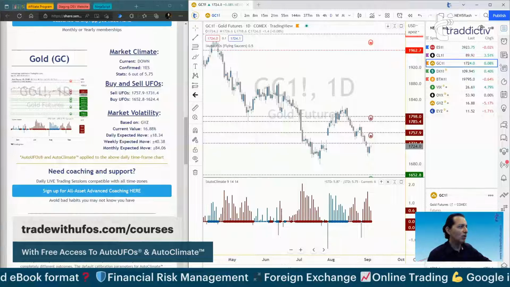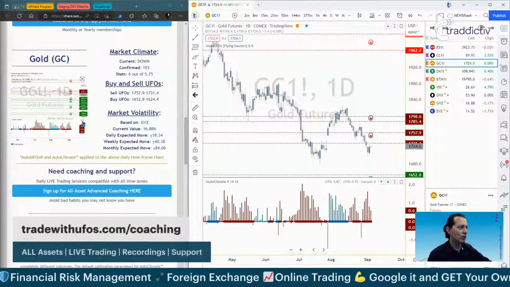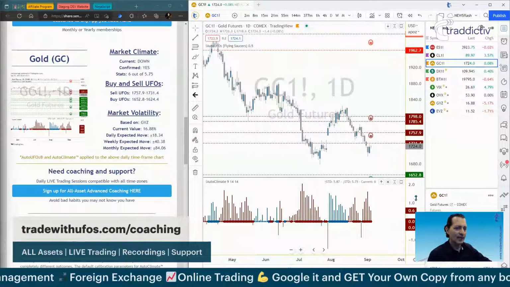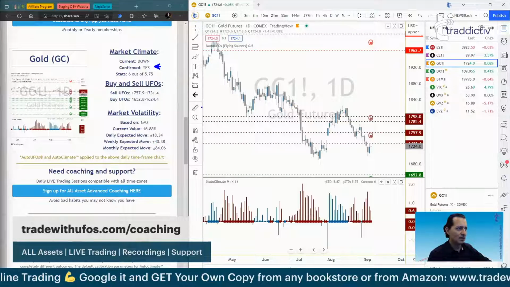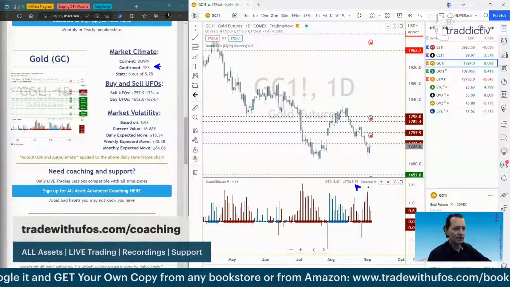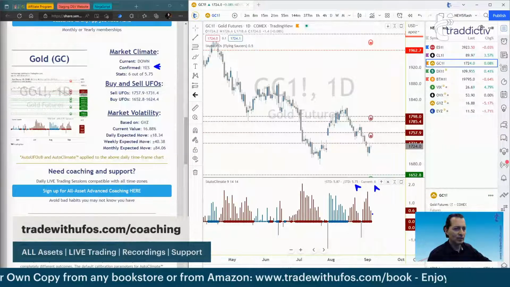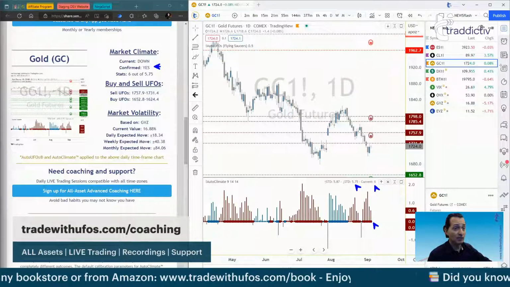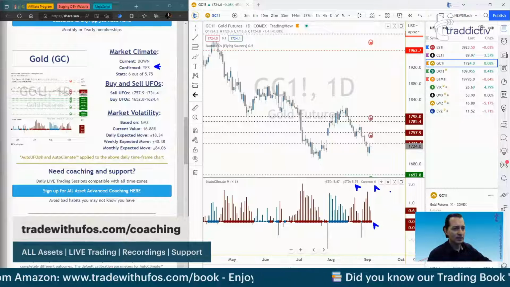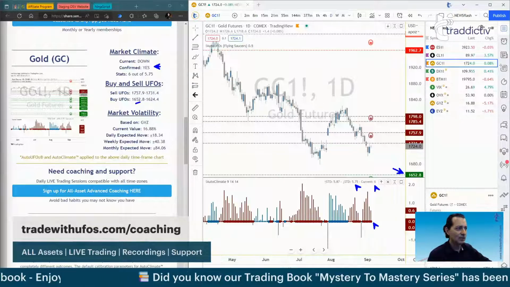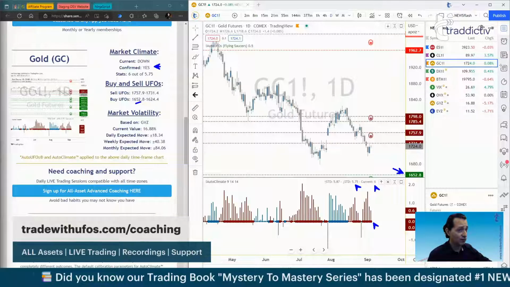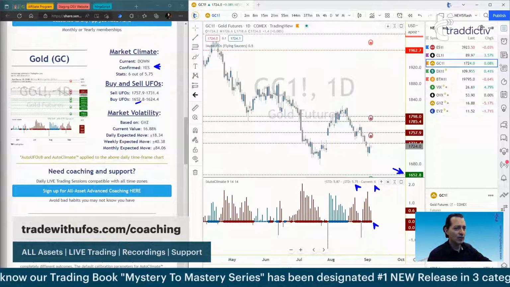Gold, let's move into gold. Okay, and as we move into gold, we are looking at also a confirmed climate, so down and yes, confirmed, 6 out of 5.75. That's the duration of the climate. So it could still fall for a little longer. Notice that there is nothing to stop it until we get to 1652.8, which is the next green UFO. So there is room for gold to go back down.